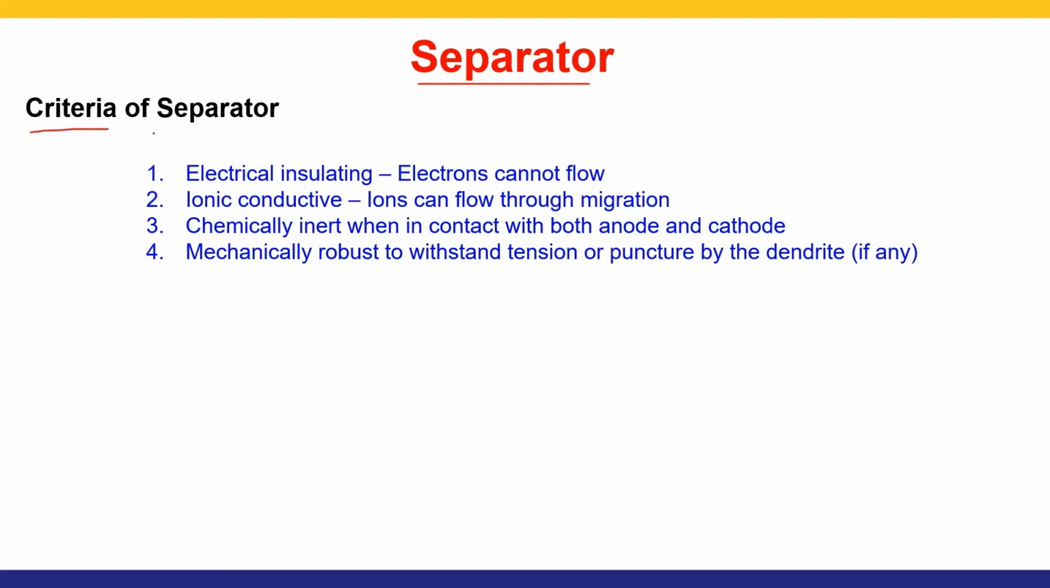So these are the criteria for a separator. First, it should be electrically insulating to prevent electron flow. Second, it should be ionically conductive. Actually, separators are porous, so the ions can flow through and migrate. Third, it should be chemically inert, and when in contact with anode and cathode, there should not be any cell reaction. Last but not least, it should be mechanically robust to withstand tension or puncture by the dendrite, if any.